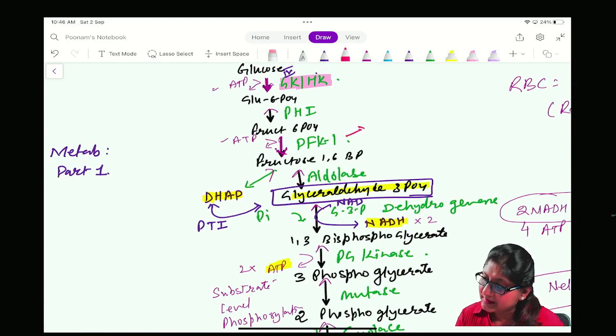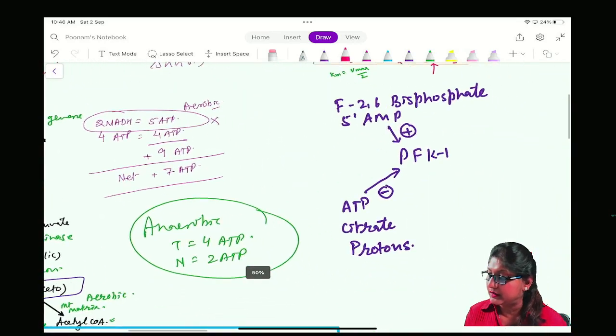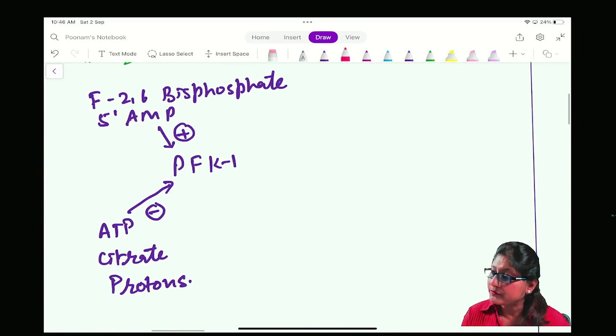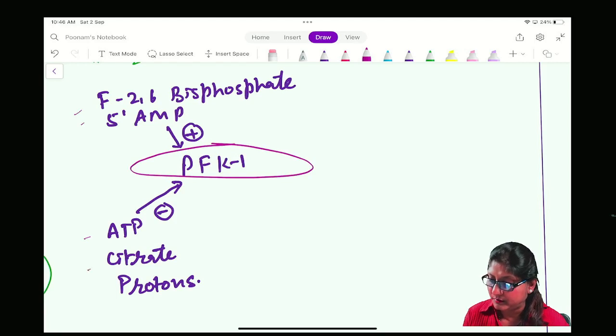Now the rate limiting enzyme for glycolysis is PFK1. This rate limiting enzyme is an allosteric enzyme, which has positive and negative allosteric factors. This picture shows the positive and negative allosteric factors for the PFK1 enzyme. Fructose 2,6-bisphosphate and AMP are positive factors for PFK1, which stimulate the activity of PFK1 and upregulate glycolysis. And negative factors are ATP, citrate, and proton.